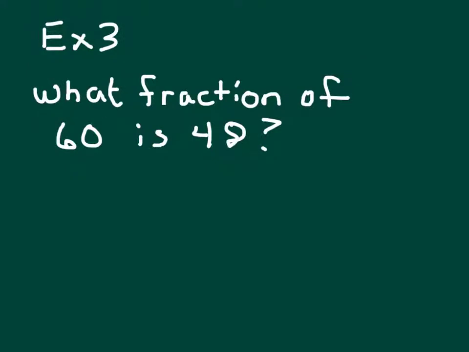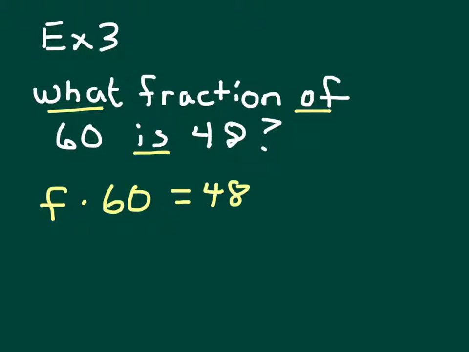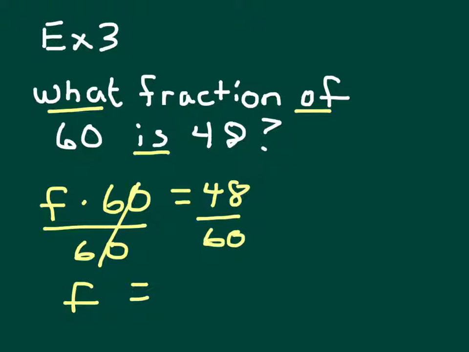Okay, example 3. Again, I'm going to underline my key words: what, of, is. What stands for a letter, and I'll use F for fraction. What fraction of 60 is 48? Let's solve it for F. They're multiplying by 60, so I'll divide by 60. That cancels. Now, an absolute no-no here is that I cannot take a calculator and divide 48 by 60 to get a decimal. They're asking for a fraction. So I have to reduce this fraction.